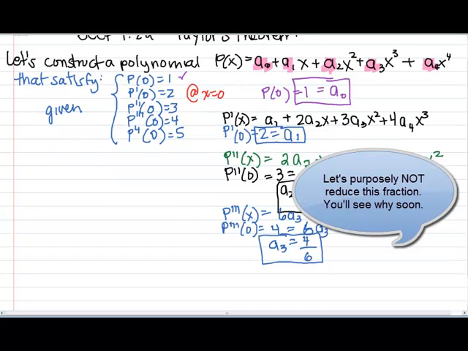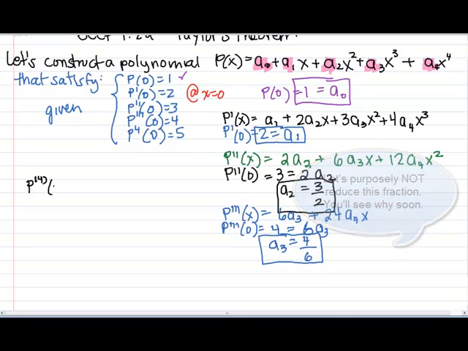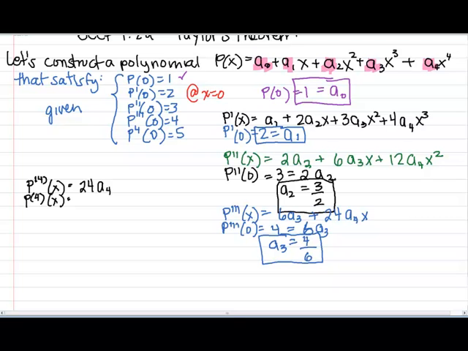And now I need to use the last one, the fourth derivative. I'm going to write it over here on the left-hand side. The fourth derivative of p is 24a sub 4. So the fourth derivative of p at 0 is equal to 5. 5 equals 24a sub 4. So a sub 4 equals 5 over 24. Now these are all my constants that I've highlighted here in pink.